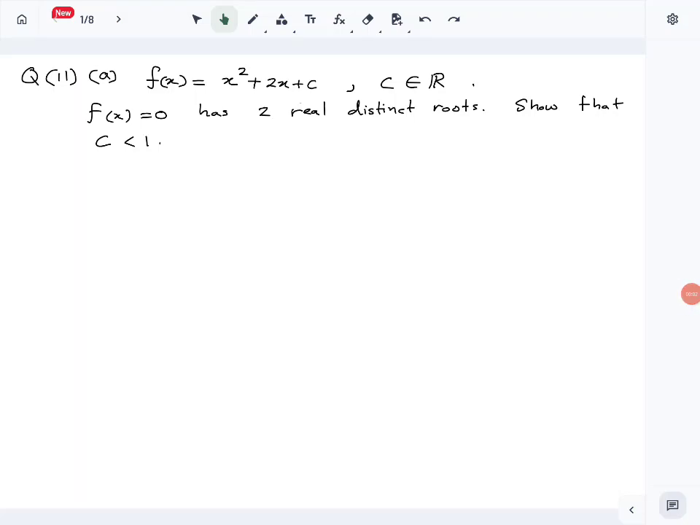Okay, so let's look at question number 11 of the 2024 Combined Mathematics A-level paper. So the first part says, given f(x) equals x squared plus 2x plus c, where c is a real number, they have given that f(x) equals 0 has two real distinct roots. Given that, we have to show that c is less than 1.